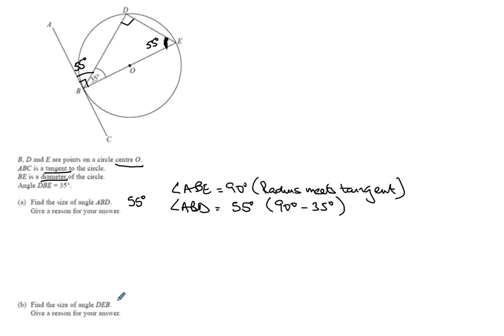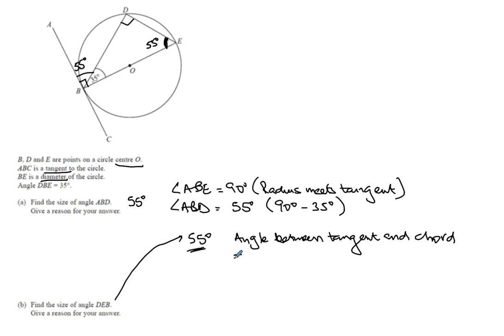There are two ways of doing it. One, you can just keep it really simple. So you say it's 55. And the reason is angle between tangent and chord equal to angle in the alternate segment. Okay, that's the shortest route.